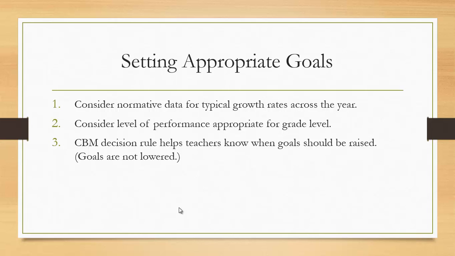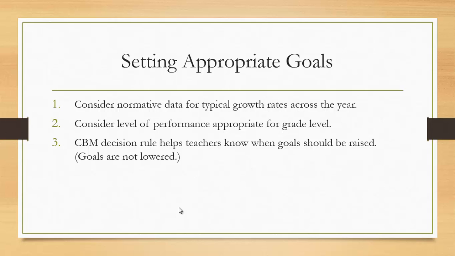And really looking at that CBM decision rule, so that teachers know when goals should be raised. The idea behind that is if we see students continually increasing in their scores and they're almost matching where they need to be early in the year, then we need to increase that goal. But we don't ever want to lower a goal. Our students may not achieve their goal, but we don't ever want to lower a goal.